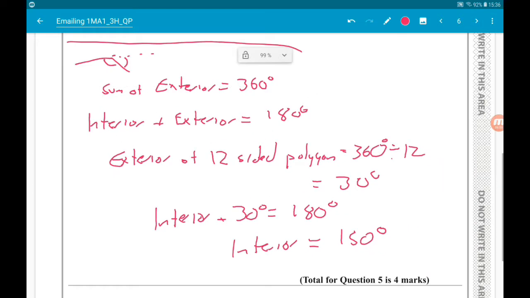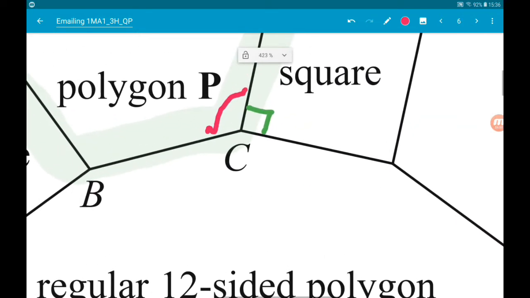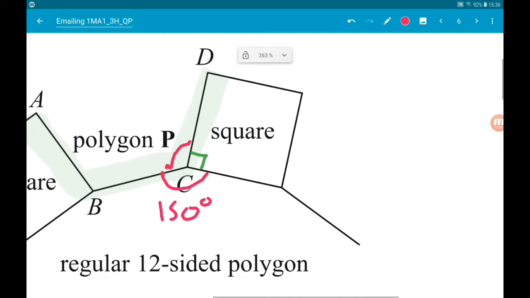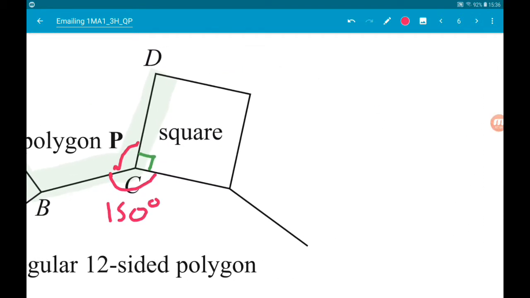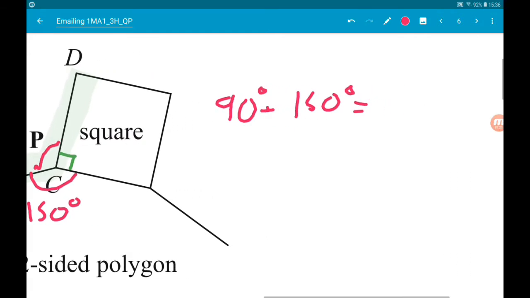So if we go back up here, we now know that this angle is 150 degrees. Now, the right angle is 90 degrees. So if we do 90 add 150, we get 240.